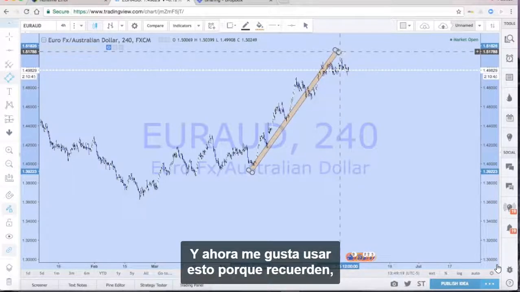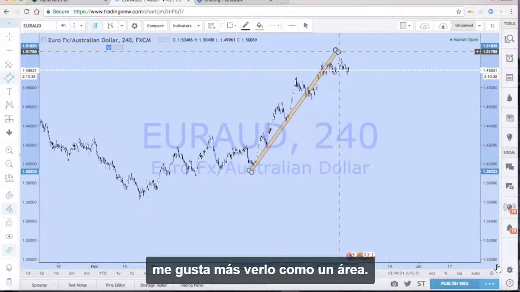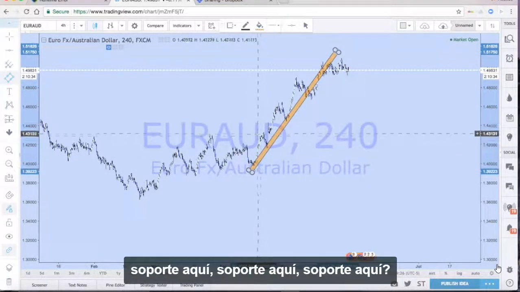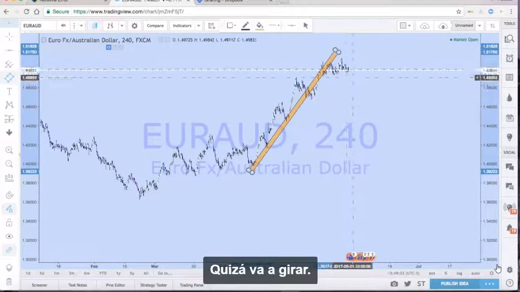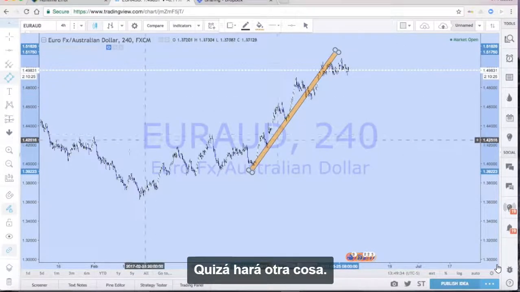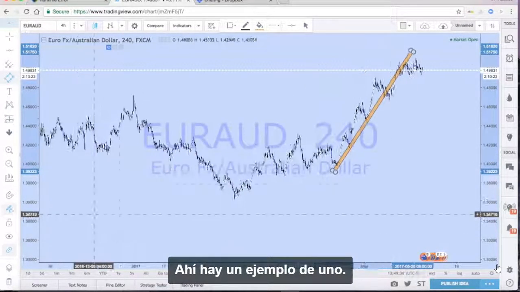Okay, and now I like to use this because, remember, I like to look at it more as an area. You see how all in this area, this was kind of like support here, support there, support here. It broke through and now it's kind of more like resistance. Maybe it's going to turn around. Maybe it's going to do its own thing. All right, there's an example of one.